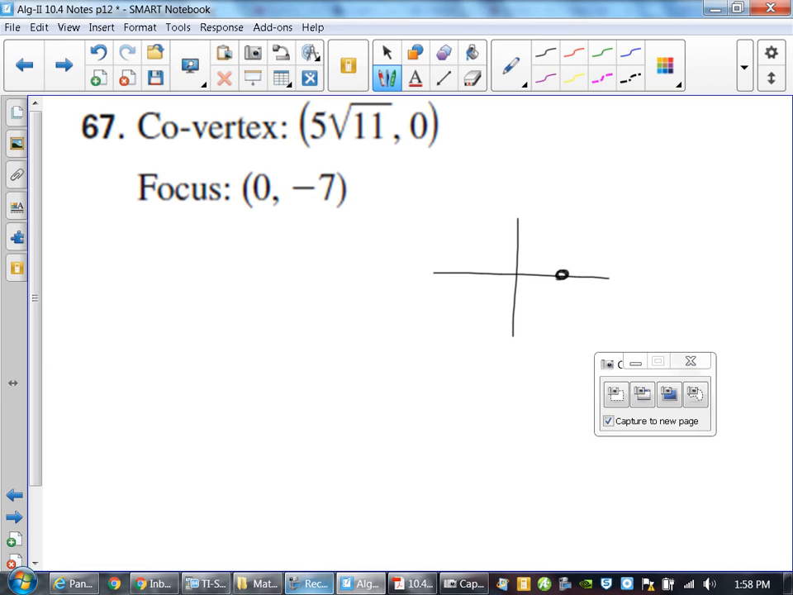So knowing that, my co-vertex is here and I have a focus here. Where do vertices go in terms of their foci? They're on the same line. That's what I'm getting at. Foci and vertices will be on the same spot. So that means my vertex would be here, which means it has to be stretched vertically, which means it'll be x squared over b squared plus y squared over a squared equals 1.